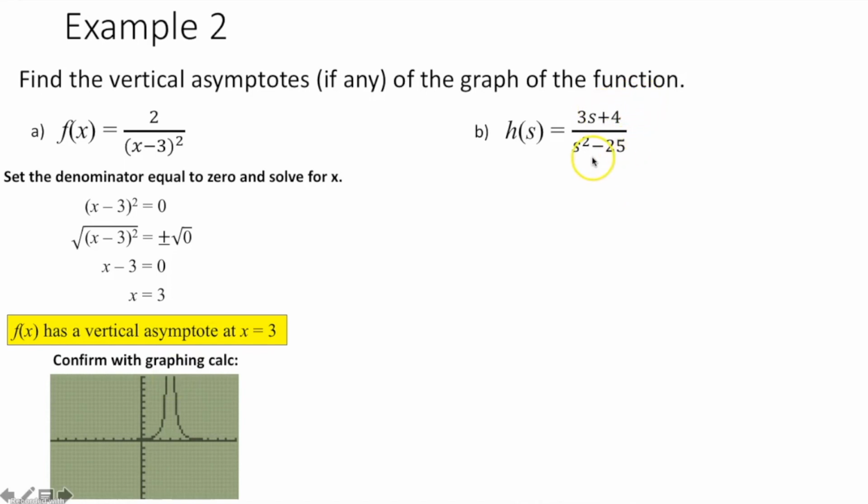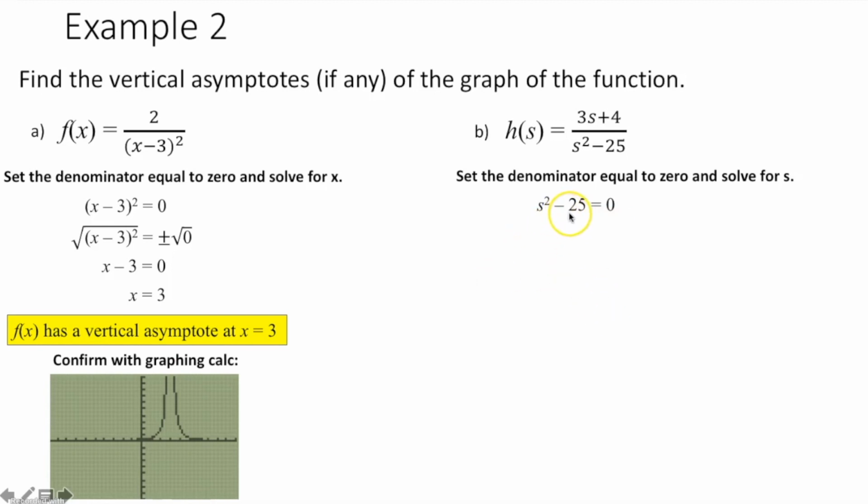For part B, we're doing the same thing, except we want to check again, is there anything that cancels in the numerator and denominator? Well, the denominator would factor into s minus 5 times s plus 5, but that doesn't cancel out with the numerator, so we're good. We just take our denominator, set it equal to 0, and solve for s this time. If we set it equal to 0, again, there's two ways to solve this. One would be to factor this, and you get s minus 5 times s plus 5, set both of those equal to 0 and solve.